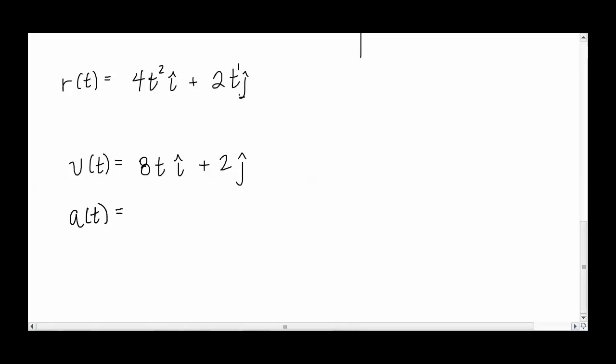And we can even find the acceleration from here by taking the derivative again. t to the 1 would give us 8 times 1 times t to the 0, which would be just 1. Then i hat. And then remember, this is like 2t to the 0. So 0 times 2 is 0. So there's no acceleration component for the y direction in this case. And that's how to write it as a unit vector. i is for the x direction, and j is for the y direction.